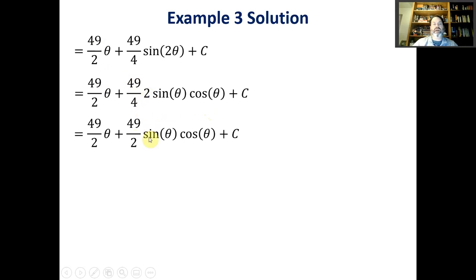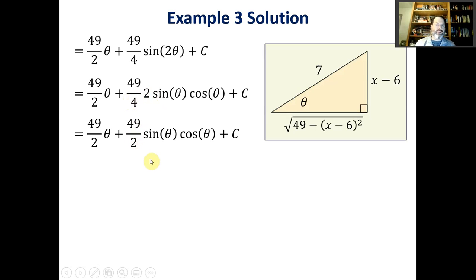So in that last step, I just simplified this, right? The 2 and this 4 cancels down to a 2. Now we throw our triangle back up there. Notice that we started off with sines, but now we have sines and cosines. So sine theta, we already know is x minus 6 over 7. Cosine theta is this expression over 7.